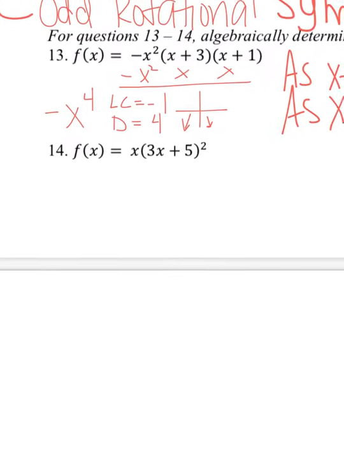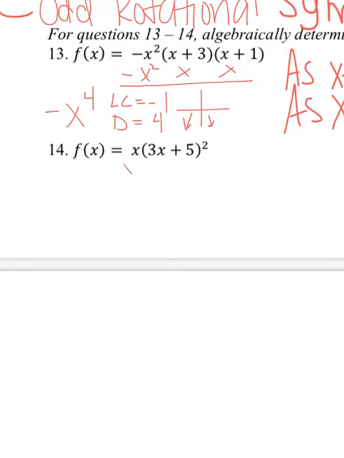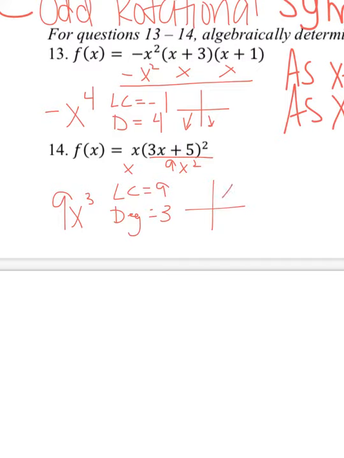For number 14, this first term would be x. If I multiply this, my first term would be 9x squared. So if I multiply the two of them together, then the first term would be 9x to the third. So my leading coefficient would be a 9, and the degree would be a 3. Because my degree is 3, they go in opposite directions. Because the leading coefficient is positive, they make a positive slope.